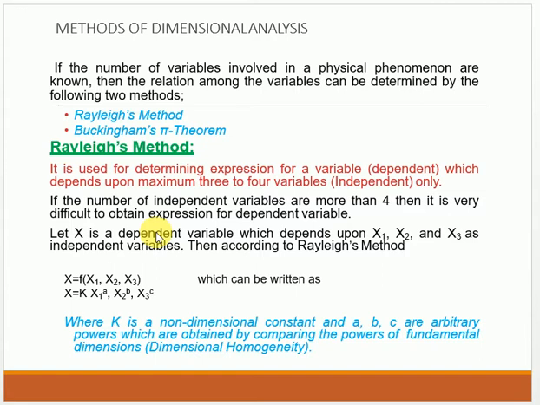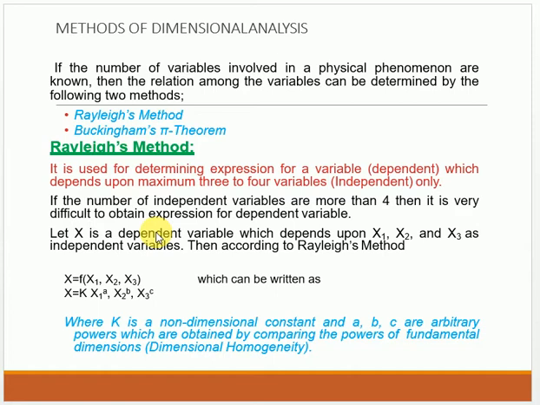So that's why force depends on both mass and acceleration. But mass is independent, right? Mass does not depend on anything else, and acceleration does not depend on anything else. So that's why x is a dependent variable which depends on x1, x2, x3, and so on, as independent variables.